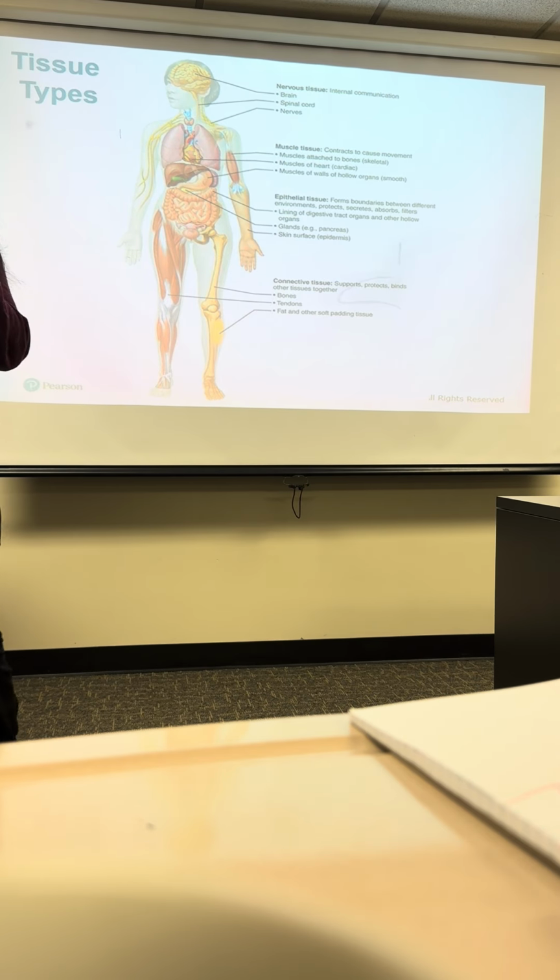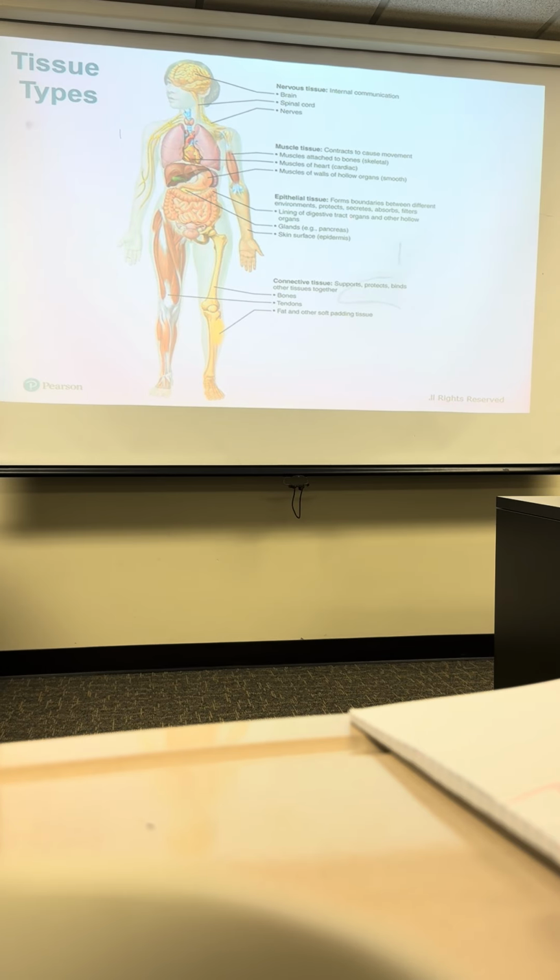So how many different types of the muscle we have? 3. Number 1 is your skeletal muscle, which helps with the voluntary movement, and then you have your cardiac muscle and the smooth muscle help with the involuntary movement. Okay, so what is the function of the muscle tissue anyways? Contraction and relaxation to help you move.